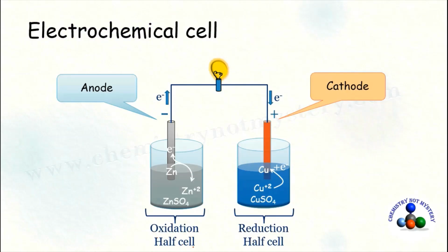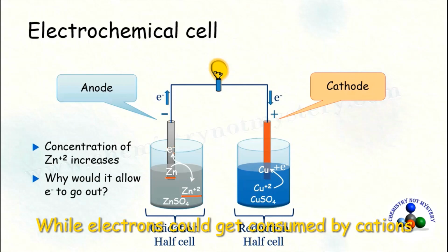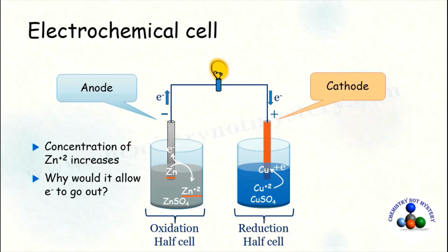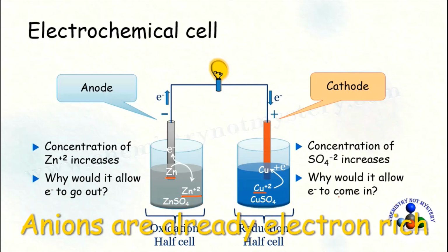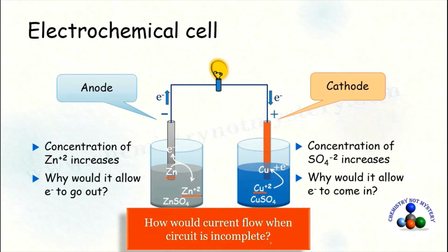In the oxidation half cell, concentration of zinc 2+ ion increases, as there is continuous conversion of zinc metal to zinc 2+ ion that is added to the zinc sulfate solution. So why would it allow electron to go out from the circuit? Similarly, in the reduction half cell, concentration of copper 2+ ion decreases and sulfate ion increases because there is continuous conversion of copper 2+ ion from the electrolyte to copper metal. So why would it allow electron to come in the reduction half cell? And how would current flow when the circuit is incomplete?